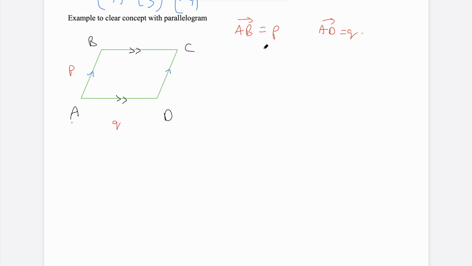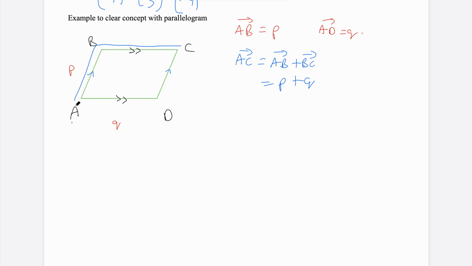Now if someone asks you about the vector AC, I have to start from A and end at C. So for AC, my path would be AB plus BC. AB is vector P. BC is actually equal to AD. It is parallel and equal in size, so the vector is the same. You just copy this. So AC is P plus Q.